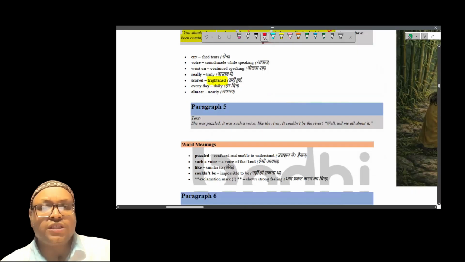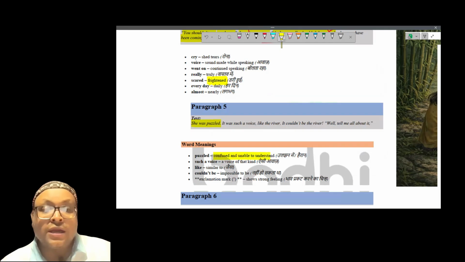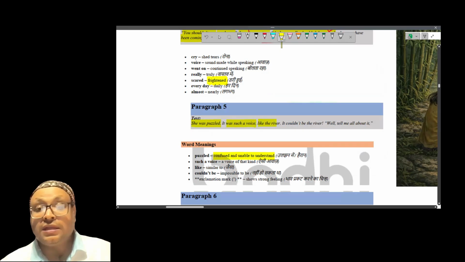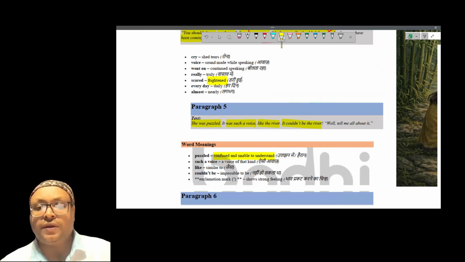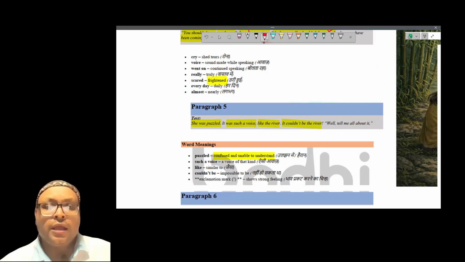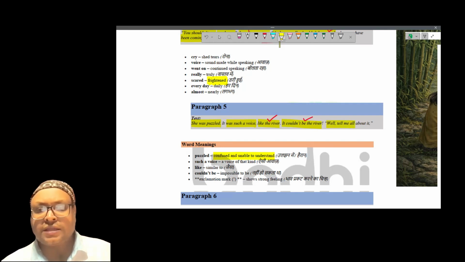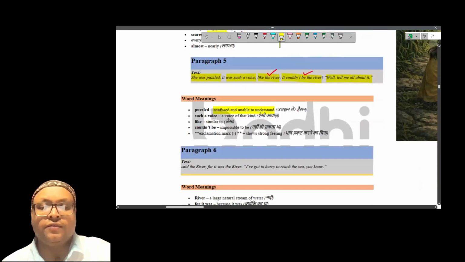In para 5, what is told? She was puzzled. What is puzzled? Confused and unable to understand. It was such a voice like the river. It could not be the river. It looked to her like it could be the river's voice. Then she thought, how could a river talk? Then she said, well, tell me all about it.